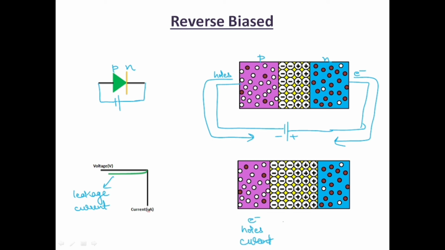This current is due to minority carriers, so here electrons are being pushed from the negative terminal. A very small number of electrons will be there. So here electrons are moving from p side to n side, holes are moving from this to this. So what will be the direction of current? Opposite to that of electrons.